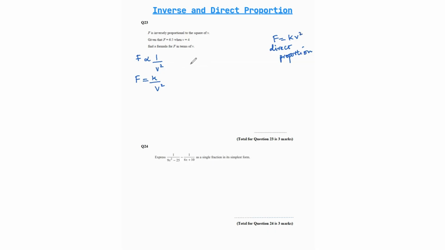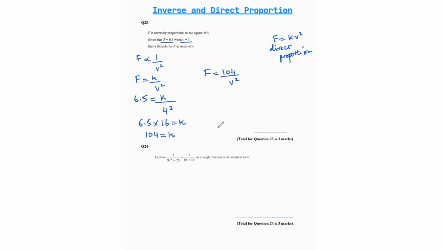So going back to the question, they're saying find a formula for f in terms of v. So first, we substitute these values to find the value of k. 6.5 equals k over 4 squared, 6.5 times 16, and that is going to give us 104 for k. So that means f equals 104 over v squared. That's it.